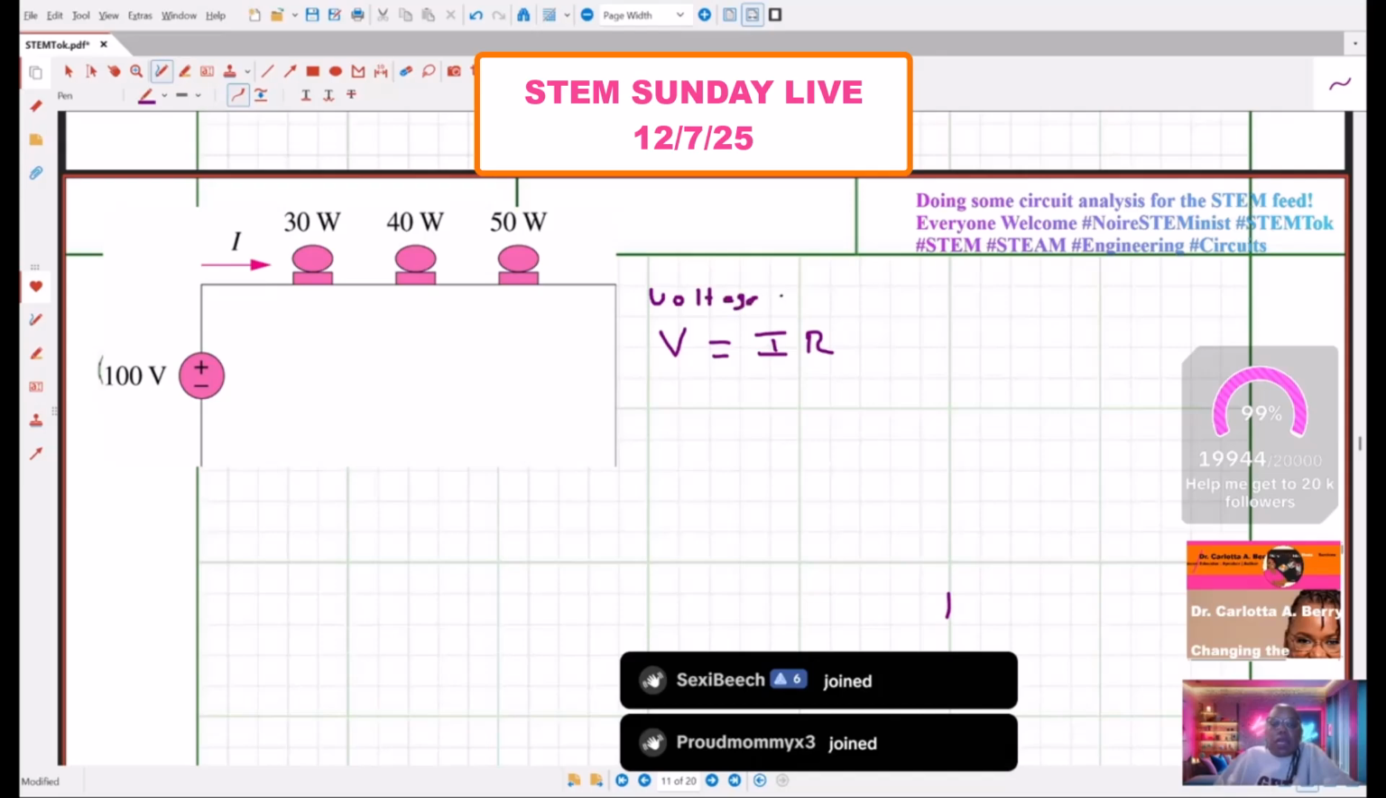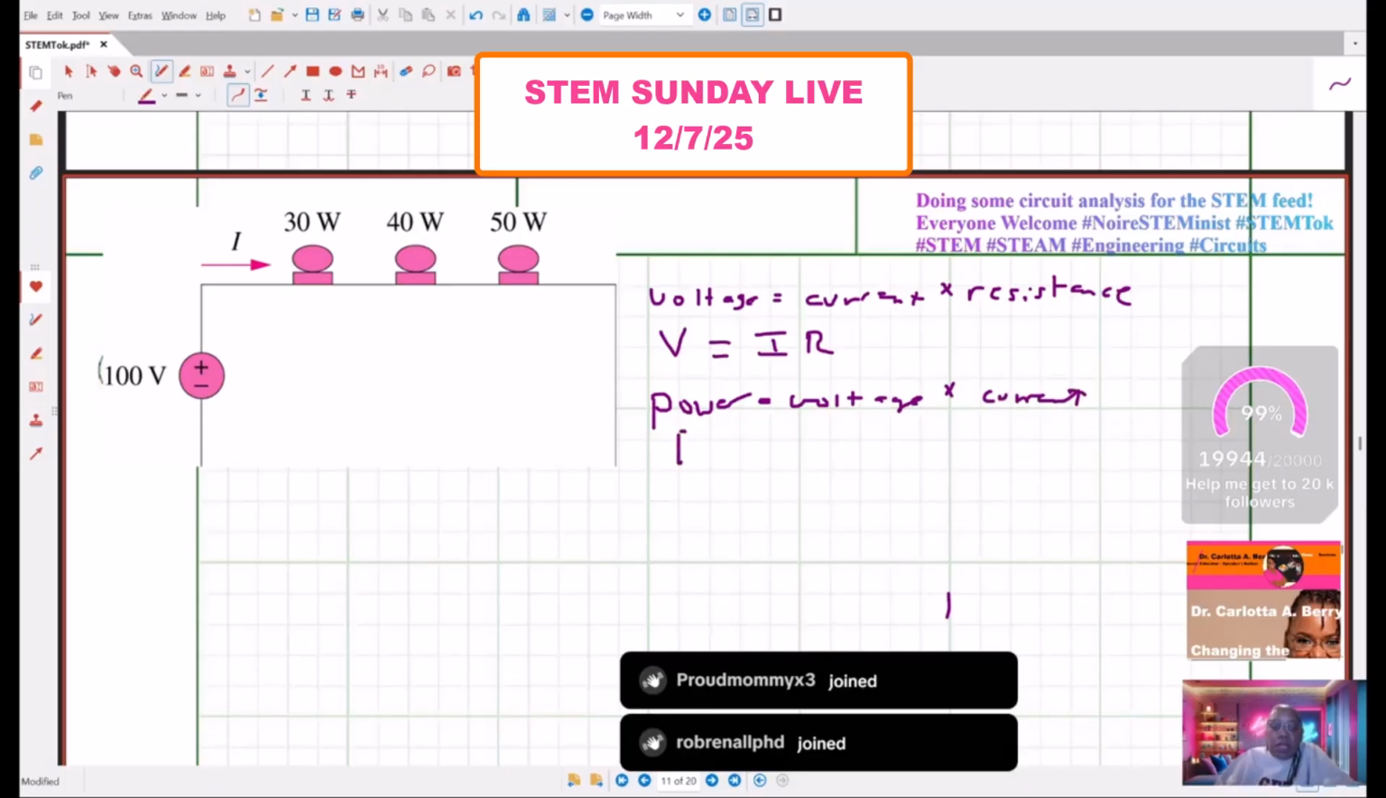Voltage equals current times resistance. I haven't written on this thing in a while, so I'm a little bit out of practice, but hopefully you're following okay. And power equals voltage times current. Okay, so that's P equals V times I.